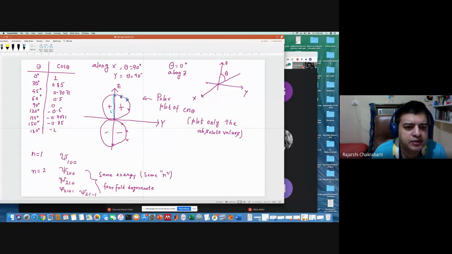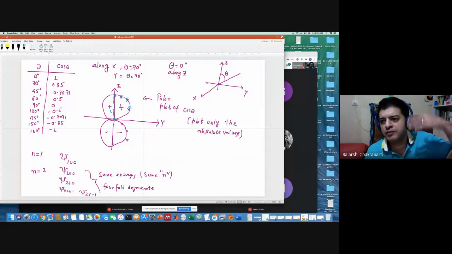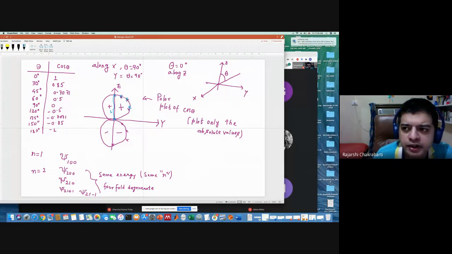60 degree is where? Okay, maybe here or here, whatever. And the next one is 90 degree, and the value is 0. So I have to put the point here. Because 90 degree and the value is 0. But now again I go above 90 degree. I go to 120 degree. What is the value? The value is minus 0.5.